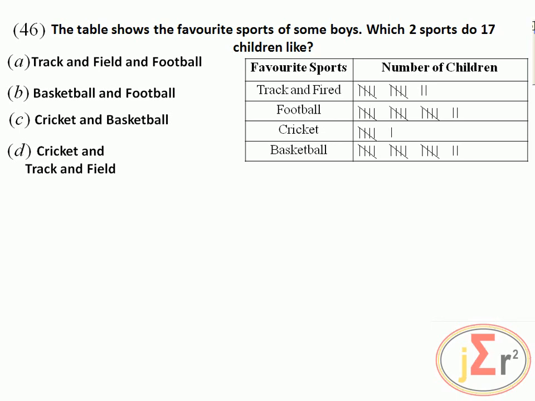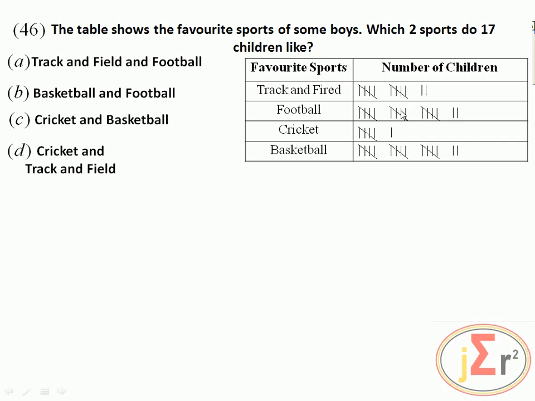Now, it is easy to tell which two sports 17 children like. Football and basketball. But we did not need to count them because they are the only two sports with equal numbers. Right? And we did not even have to count them.